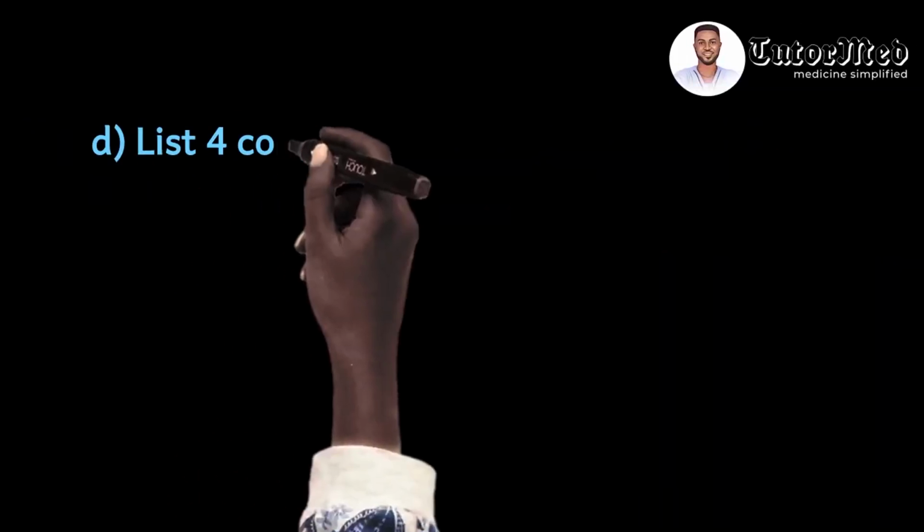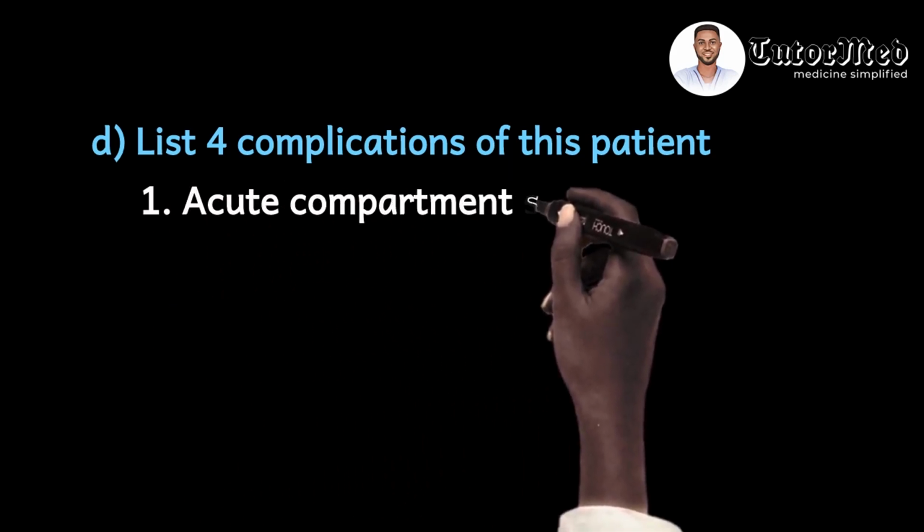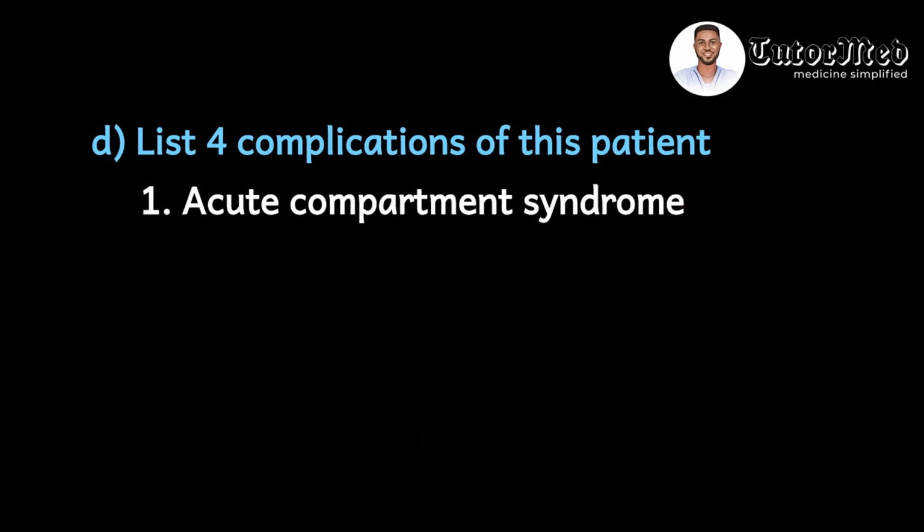Now the fourth question says, list 4 complications of the patient's condition. Now acutely, one of the complications that can occur is acute compartment syndrome. Now this complication occurs when there is pressure buildup in the various compartments of the thigh, resulting in compression of the blood vessels that run through them. And so these compartments are formed by rigid structures like the bone and then the fascia.